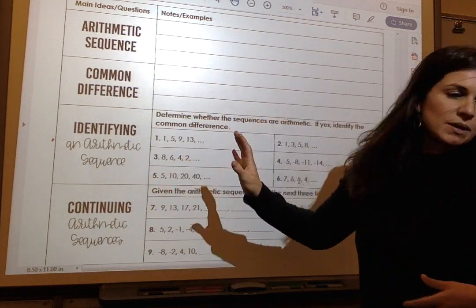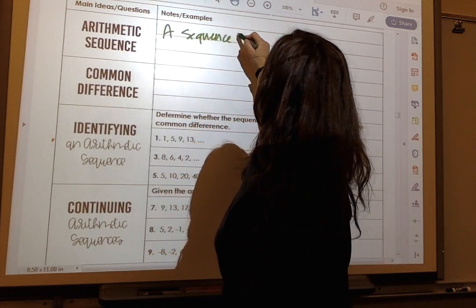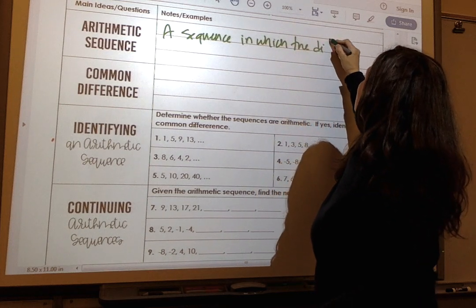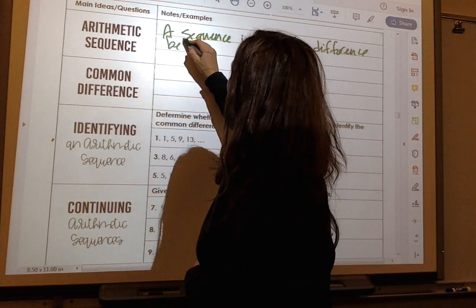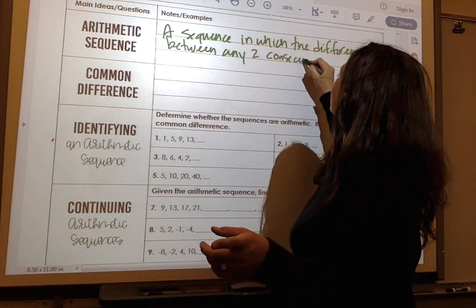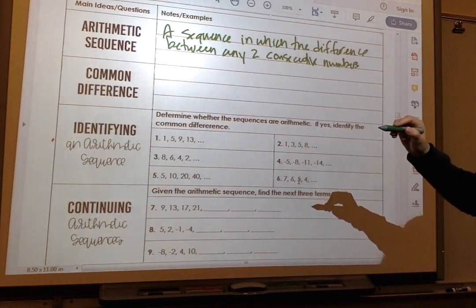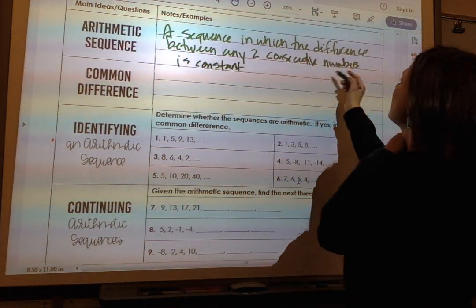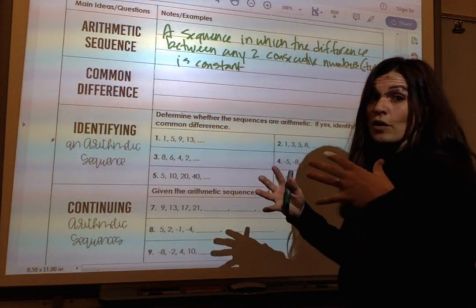So what is an arithmetic sequence? It is a sequence in which the difference between any two consecutive numbers is constant. And I'm going to say it doesn't even have to be numbers, it can be terms too, because sometimes we'll see a variable thrown in there.